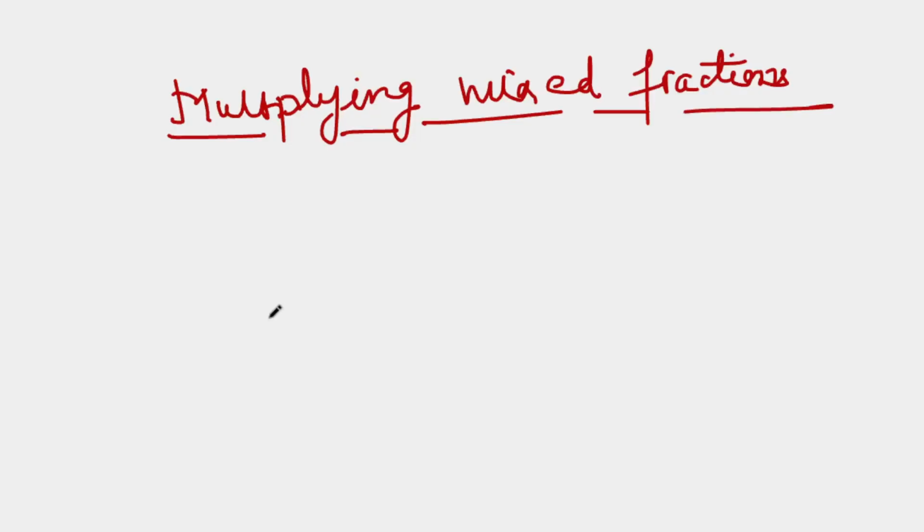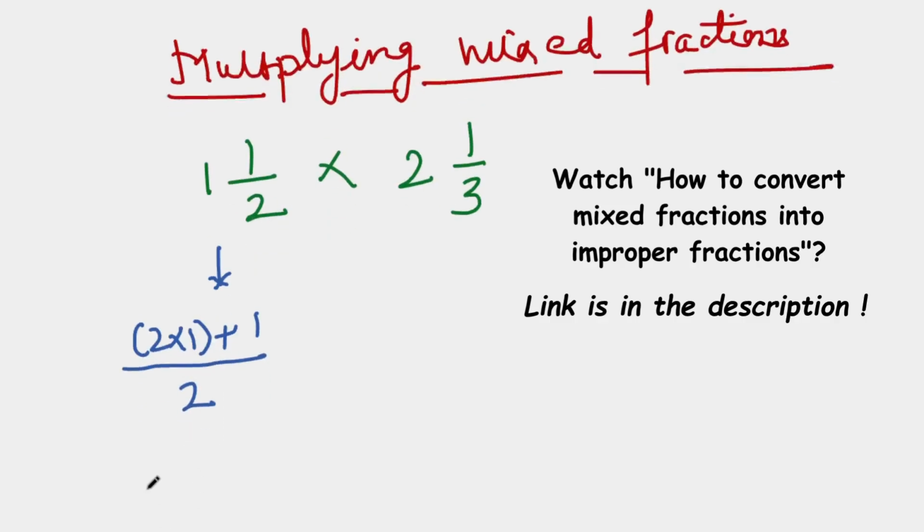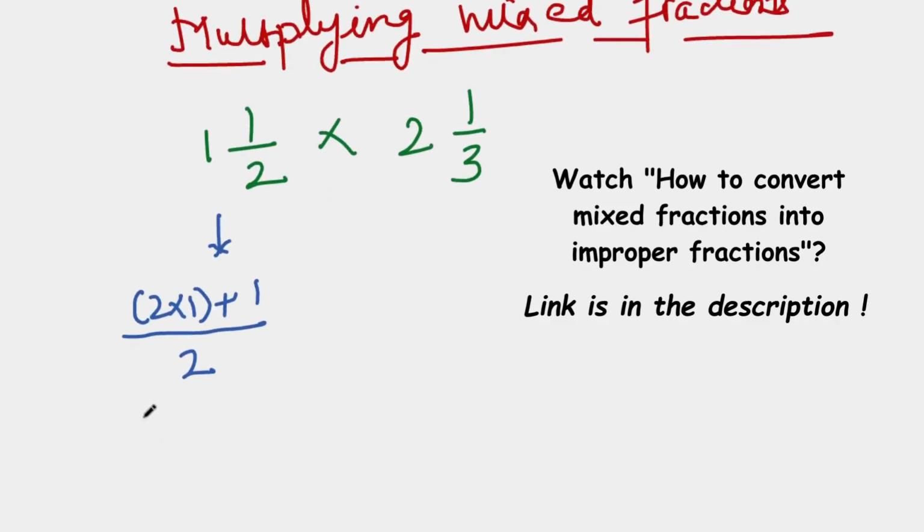One we have 1 by 2, and we have to multiply it with 2 1 by 3. Okay, let's convert them first. So denominator multiplied by whole number, then add the numerator. Denominator remains the same. What do we get? 2 plus 1 by 2, we get 3 by 2.